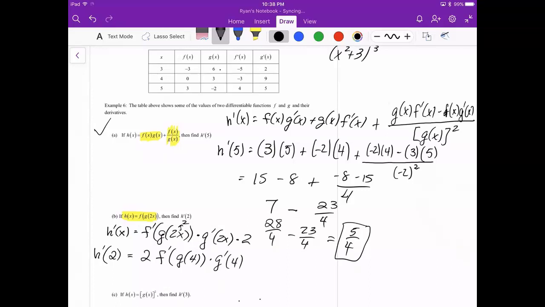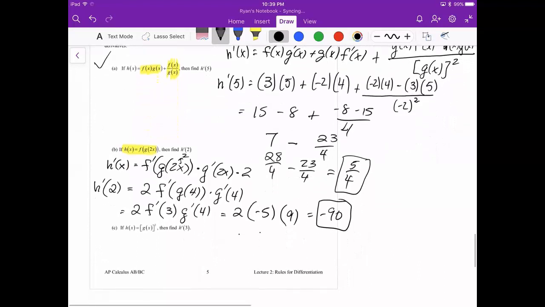Okay, so if I go to the table to find these values, this is going to be 2 times f prime of g of 4, and it says that g of 4 is 3, multiplied by g prime of 4. F prime of 3, if I look up at the table, is -5, and g prime of 4 is 9, and if you multiply all of that together, then you should be getting -90. Okay, so there is example B.